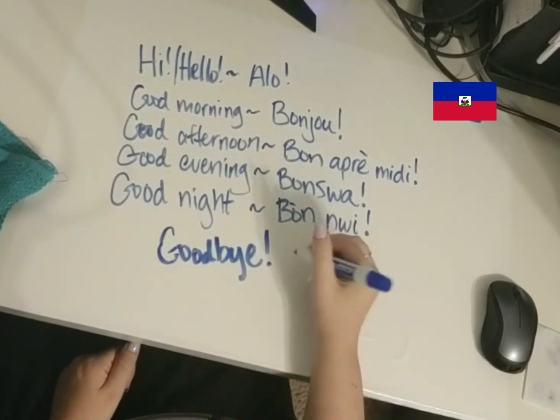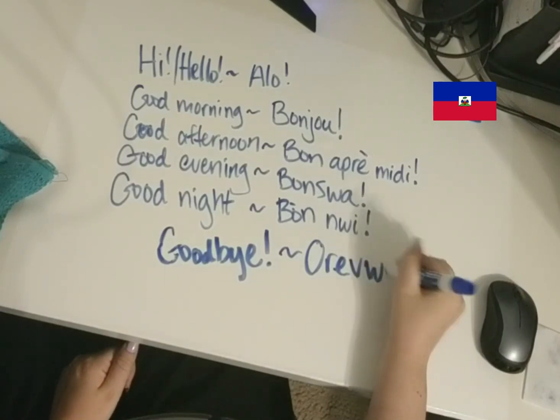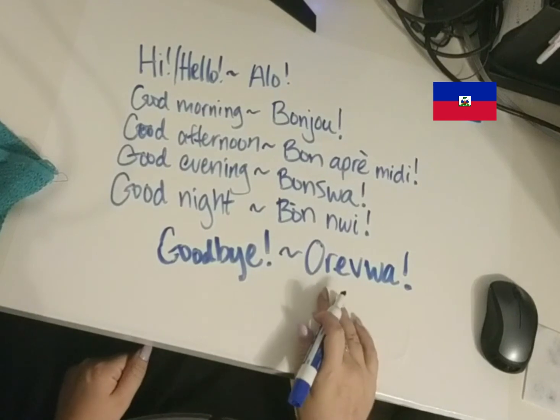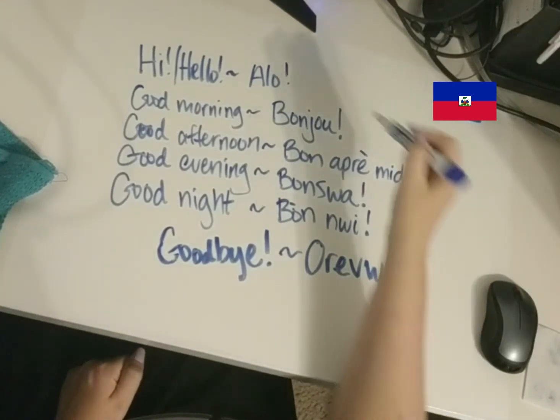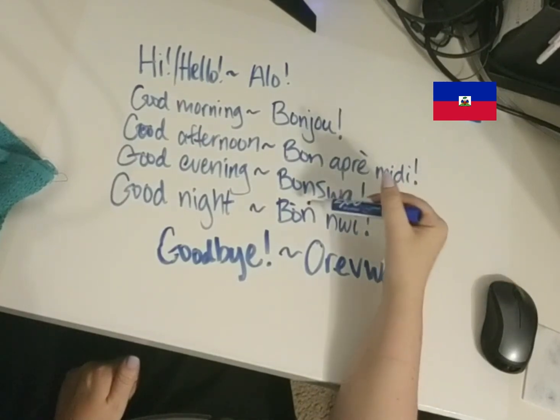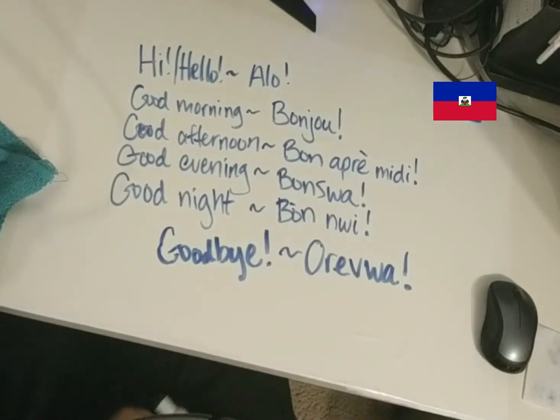Let's say goodbye for now by saying au revoir. Au revoir. Exactly. So one more time we have allô, bonjour, bon après-midi, bonsoir, bonne nuit, au revoir.